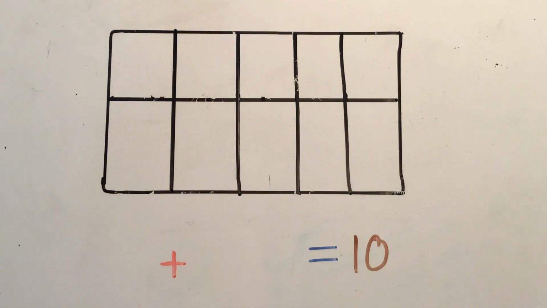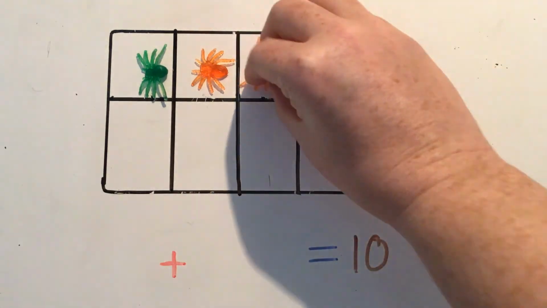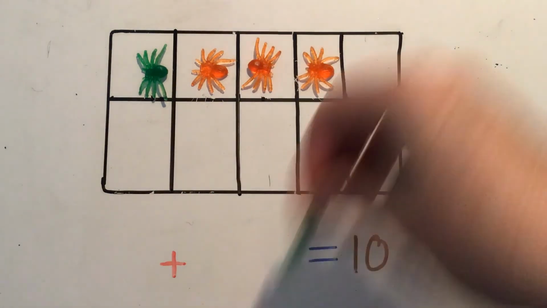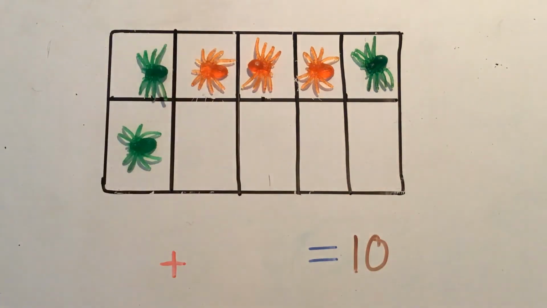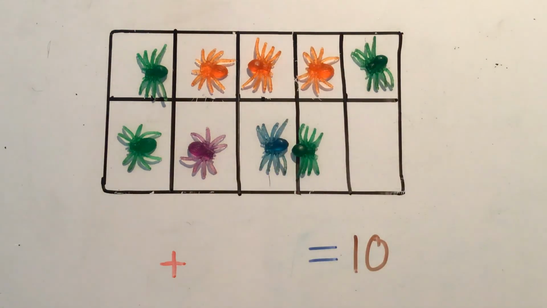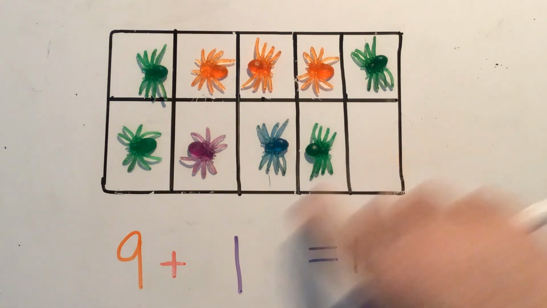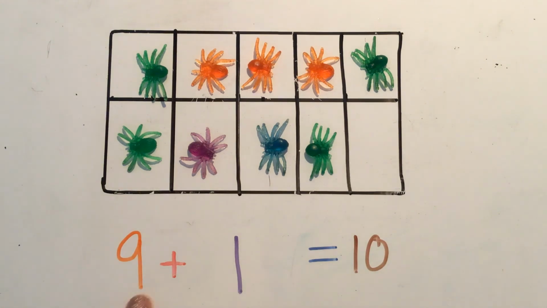I need to put 9 spiders on our tens frame. 1, 2, 3, 4, 5, 6, 7, 8, 9. Oh, get in your little area, spider. There are 9 spiders on the tens frame. How many more would we need to make 10? We would need just one more to make 10. We have 9 spiders. We would need to add one more spider to have 10 spiders all together.